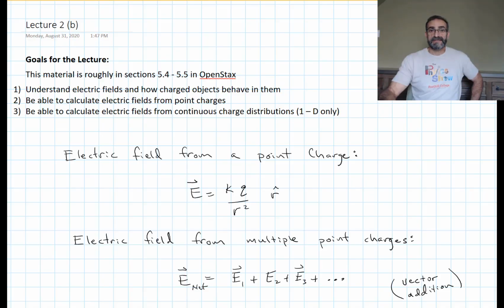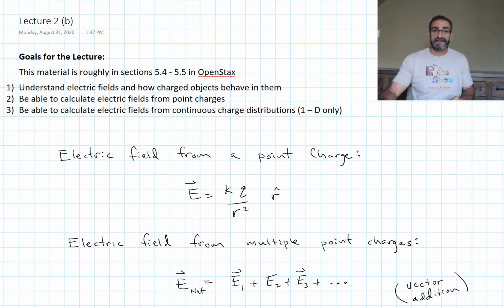We've already looked at finding the electric field from a single point charge, and we've looked at finding the electric field from multiple point charges. What do we do? We just add up the electric field from each of the individual point charges, of course using vector addition, and that gives us the total electric field. What do you think is coming next?